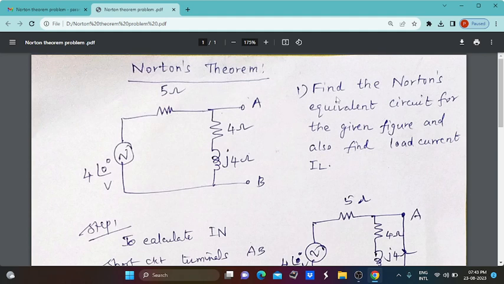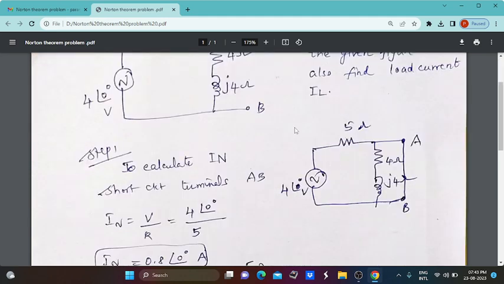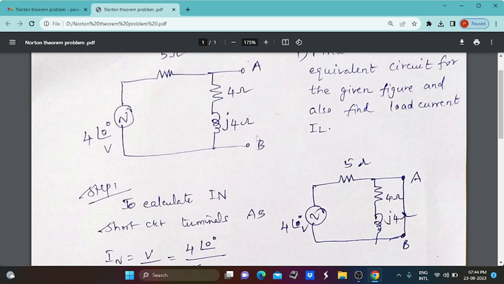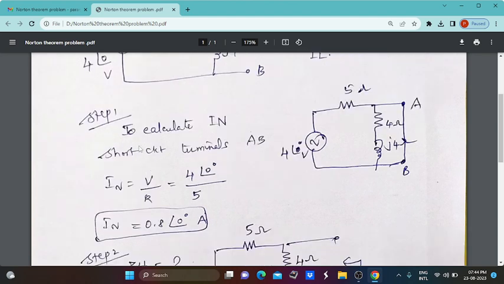Our question is to find the Norton's equivalent circuit for the given figure and also find the load current IL. What is the load current between these two terminals? It is to be found with the help of this given circuit. So in step 1 you have to find the Norton current. For this you have to calculate the Norton current IN. The notation for Norton current is IN, otherwise called the short circuit current ISC, with the terminals AB short circuited.